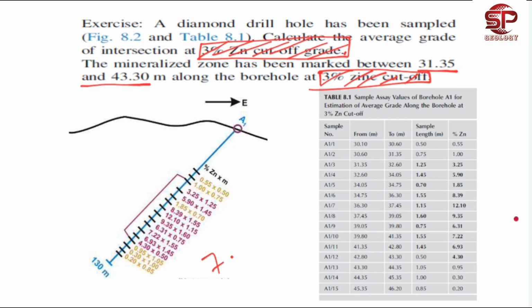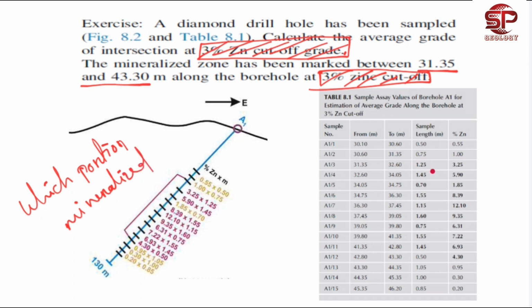Okay, so we are going to the next one. In this, you have to mark which portion is mineralized. This is told as 31.35 to 33.30. So 31.35 means starting from 31.35. Below 31.35 it is not mineralized, and above 33.30 it is non-mineralized. So you will not count that.